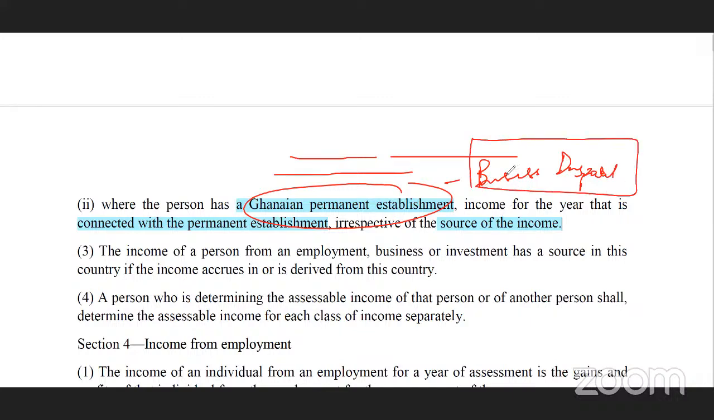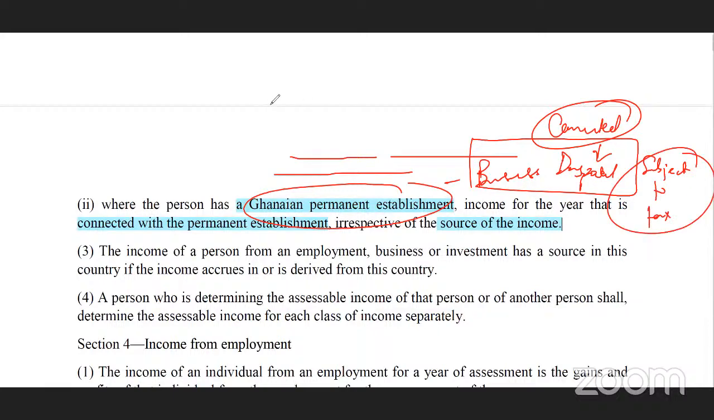It creates a permanent establishment. And any income that is accruing to that permanent establishment from anywhere in the world, so far as it's connected to this particular permanent establishment here, it is subject to tax in Ghana. Okay, this is something people usually do not get. But permanent establishment, this is what we call the force of attraction. Okay, in the UN model of the double tax agreement, we call it the force of attraction.